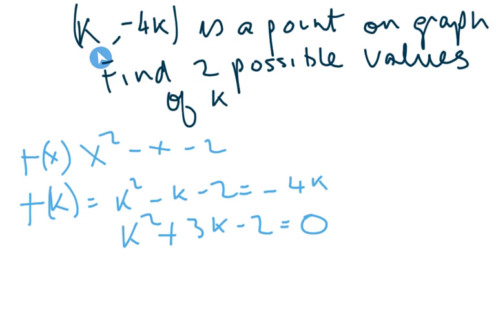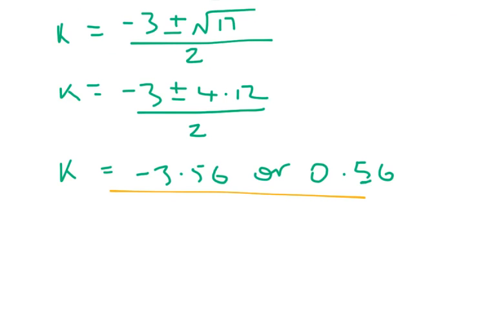You found them. You plugged the k and the minus 4k into your function, x squared minus x minus 2. You put the k in for the input, the minus 4k is the output. You then got another quadratic equation here, and you solved it using the minus b formula, and you got these two answers. So that's your answer. And that's all you have to do.